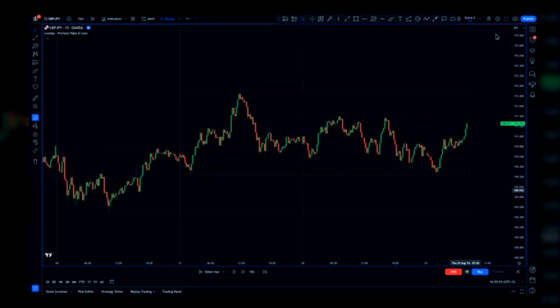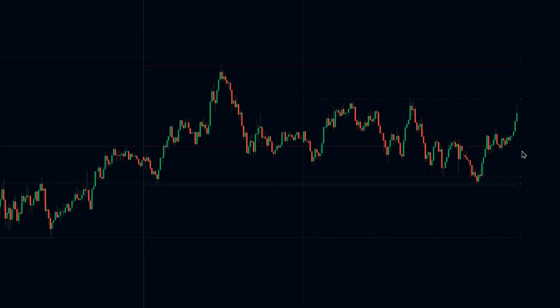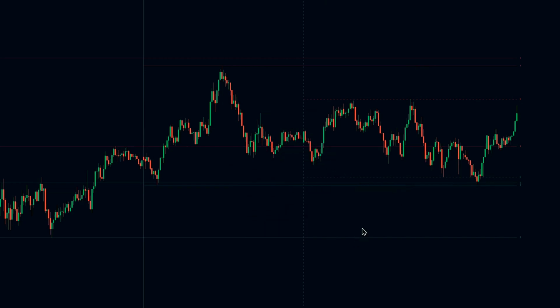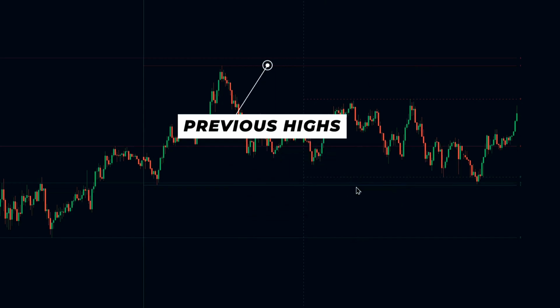bounce, or reverse. Once the indicator is on your chart, you'll notice it creates horizontal lines representing the previous highs and lows. Red lines indicate the previous highs, while green lines show the previous lows. So far, so simple, right?